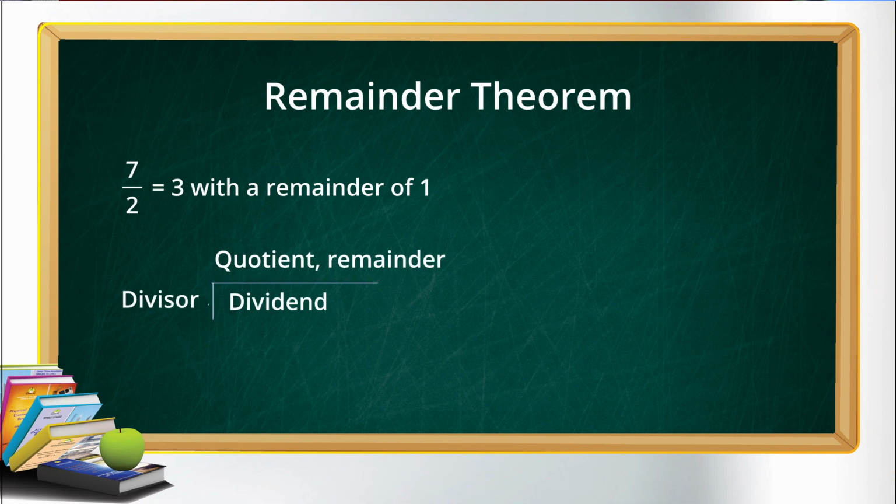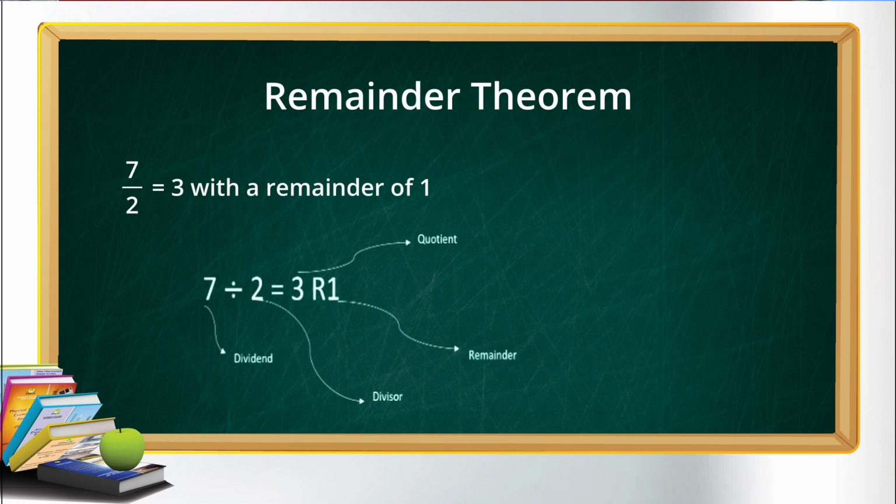The dividend is divided by the divisor to get the quotient and the remainder. 7 is the dividend, the bigger number that is being divided. 2 is the divisor, what you are dividing by. 3 is the quotient, the answer. And 1 is the remainder.